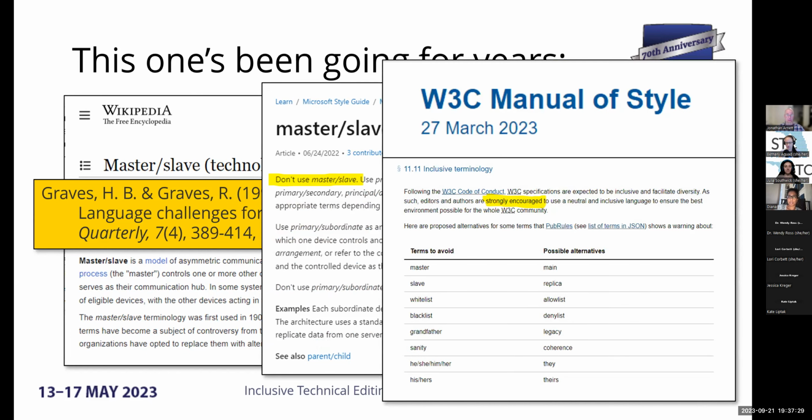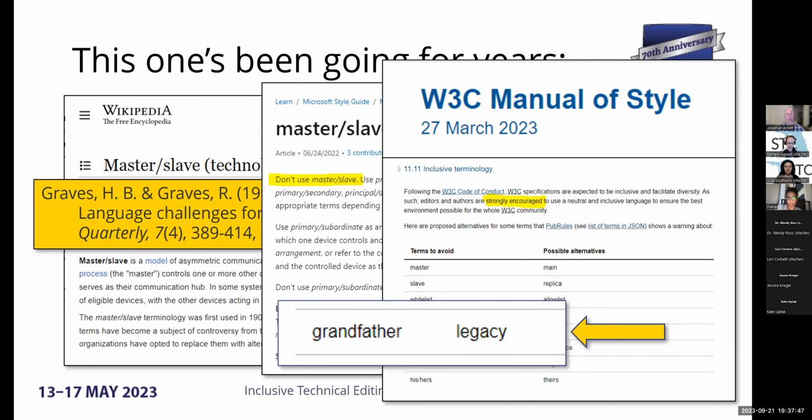But then we also have other problems. For example, the W3C, if you're working the web, you're familiar with this. There is a particular one that you may not think about. So some of the language we use has really racist backgrounds, and we may not realize it. For example, grandfather and legacy. Or what could be possibly wrong with this? We hear it all the time.